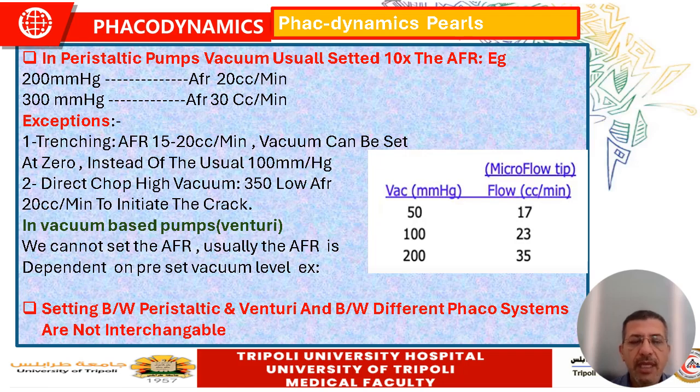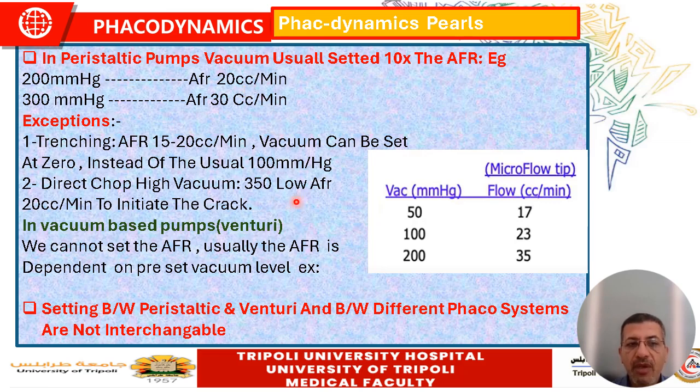Some of the phaco perils that I would like to mention here before I finish this lecture is that usually the ratio between the vacuum and the aspiration flow rate is set around 10 to 1. That is, if you have a vacuum of 200 mmHg, the aspiration flow rate will be around 20 cc per minute. And if you have a vacuum of 300 mmHg, the aspiration flow rate will be around 30 cc per minute. And this is true for peristaltic pumps because, as I explained before, in a peristaltic pump, you can set the vacuum and the aspiration flow rate separately and preoperatively.